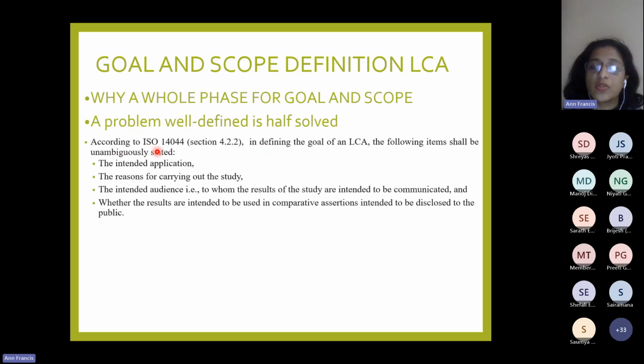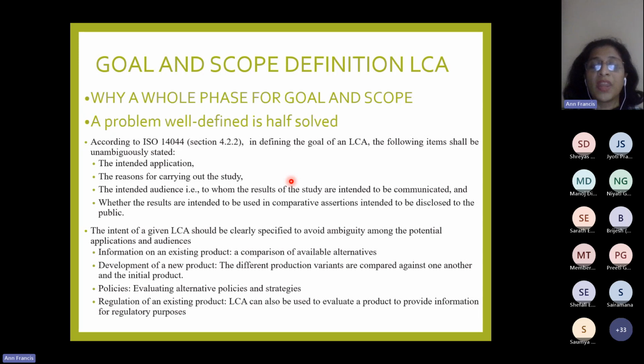So here, as per ISO 14044, you need to be very clear why you're doing this LCA, what is the application of that, to whom these results are going to be communicated, or whether it's just going to be used for comparison between products, or to educate the public about the impacts. All of these should be very clearly put forward. And we should not keep any ambiguities when it comes to reporting the goal and scope of the LCA.